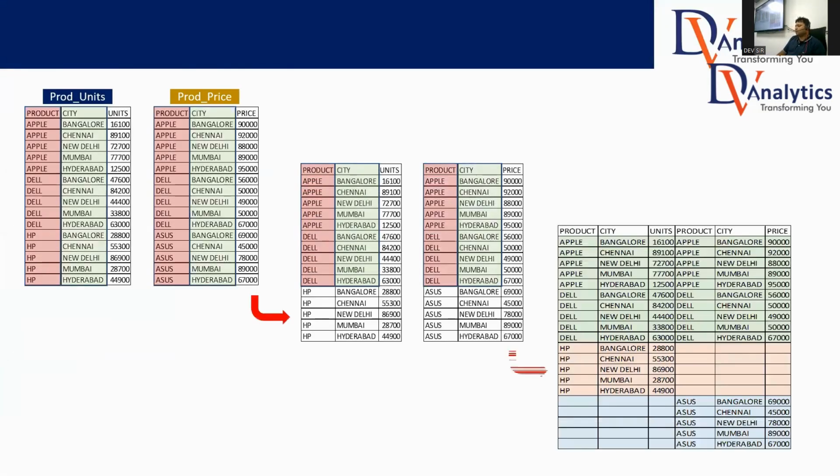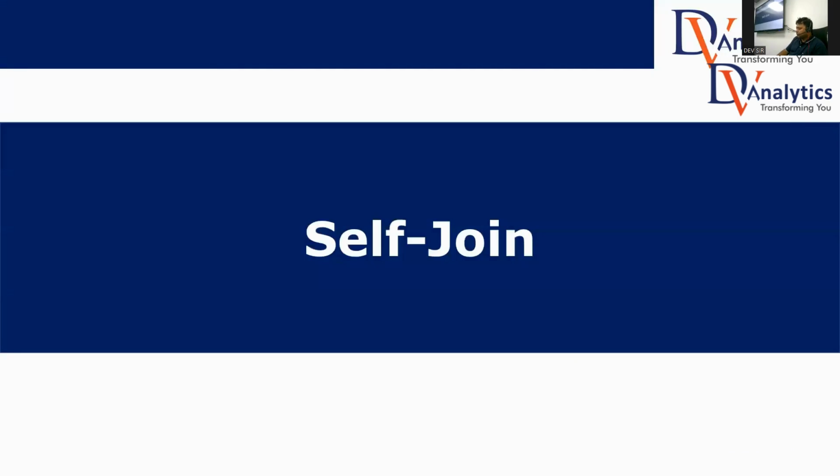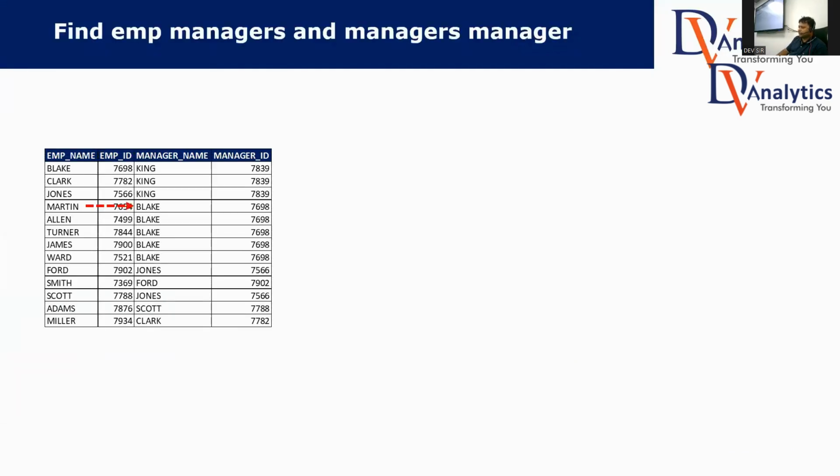So how to go for multi-column join is clear to all of you. Now we'll go for self join. In self join, there is a table given. Could you please tell me who is the manager to Martin? And who is Blake's manager?